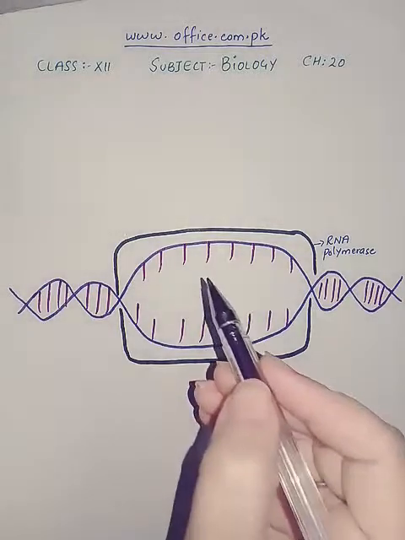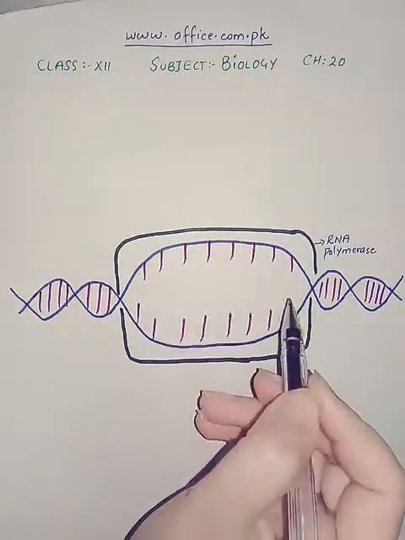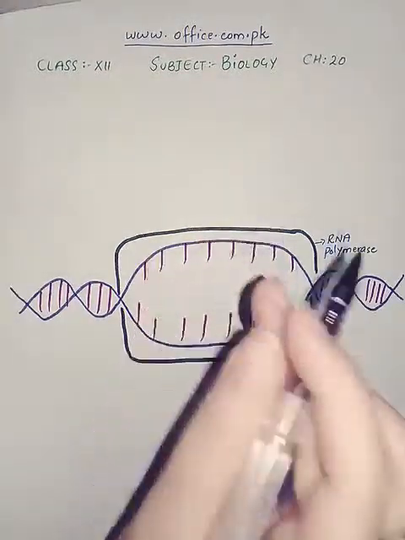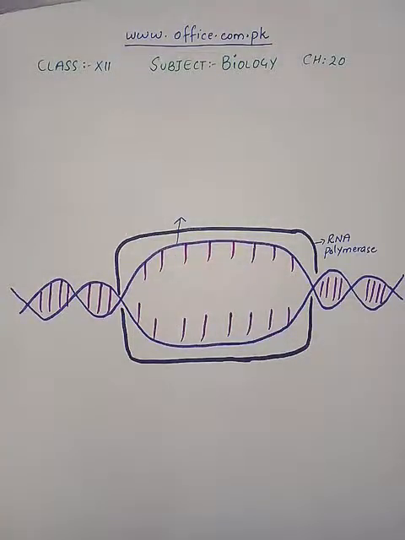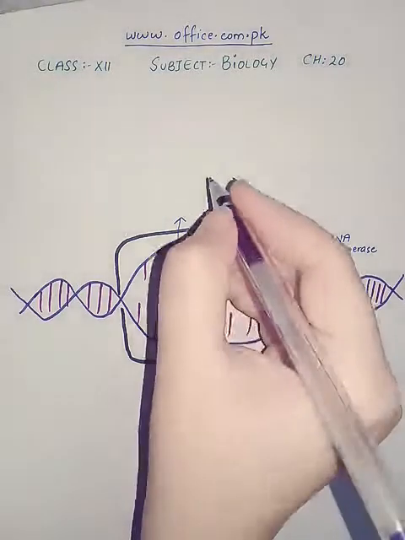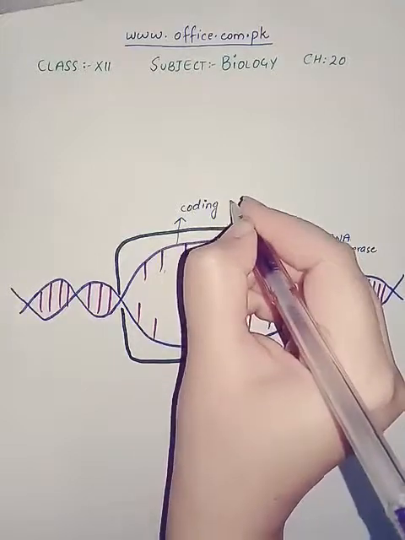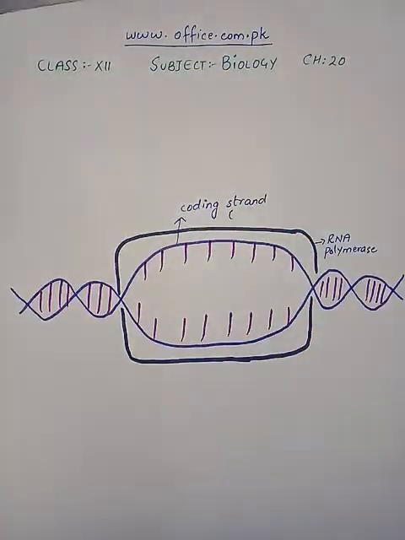Now I told you that if we want to transcribe this strand, we will use this strand. So this strand is our guiding strand. We are using the code of this strand. So this will be the coding strand. And the other name of this strand is sense strand.